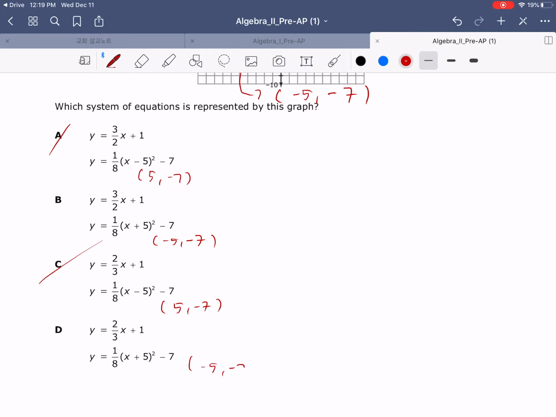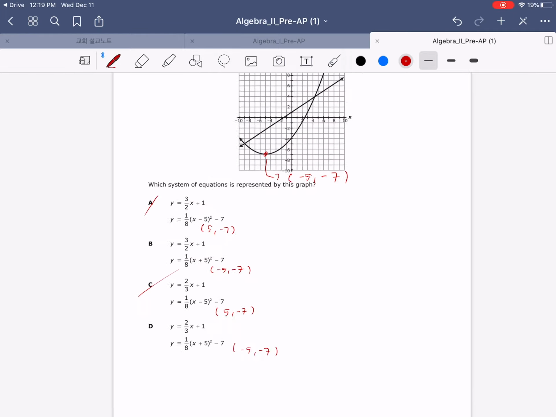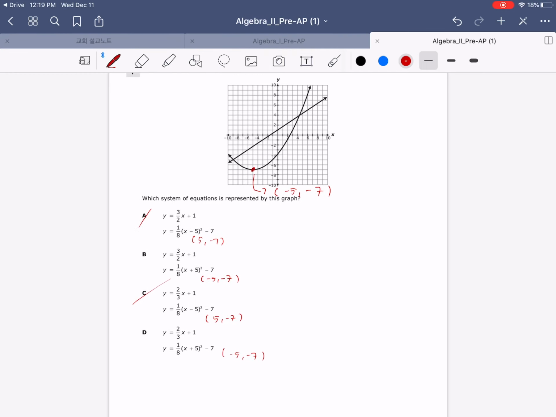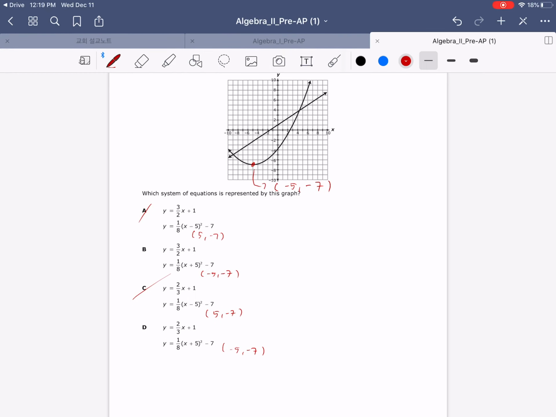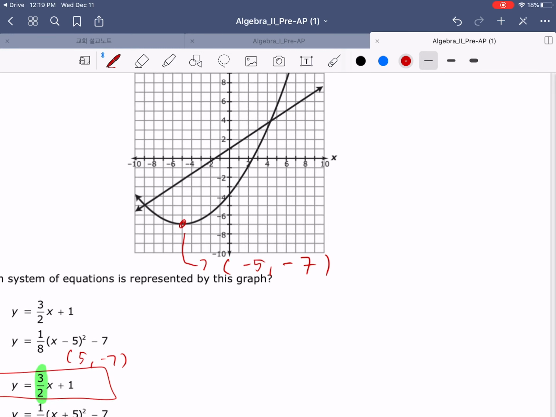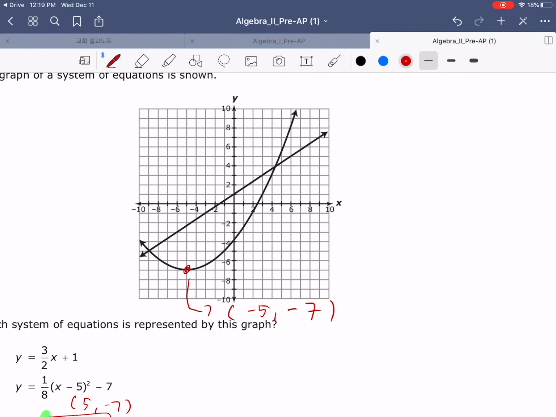-5, comma, -7. So our answer is going to be either B or D. The only thing that we have left over is this and this. So whether our slope is going to be 3/2 or 2/3, that's the problem. One way of doing it is rise over run, or you can use the slope formula, whichever you want. But let's do rise over run this time.